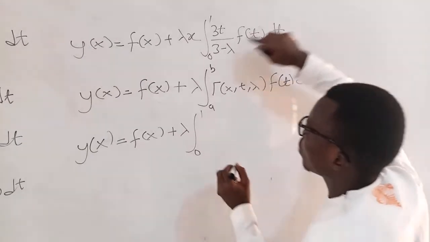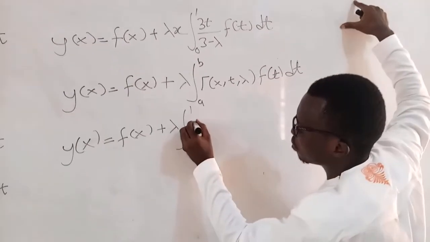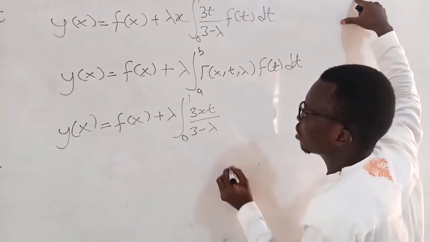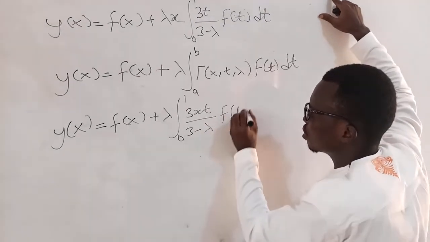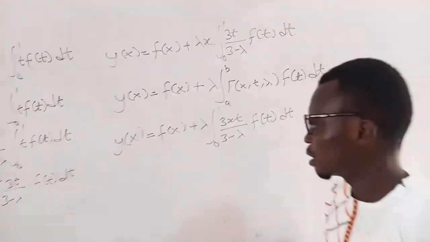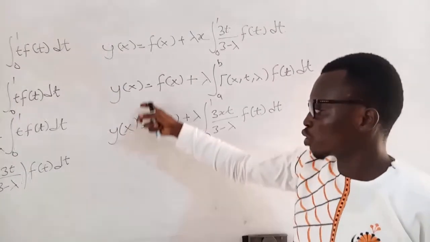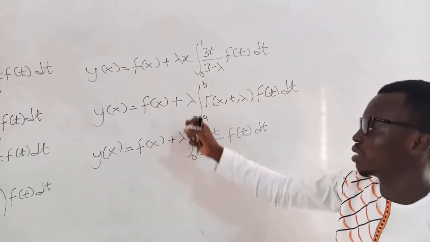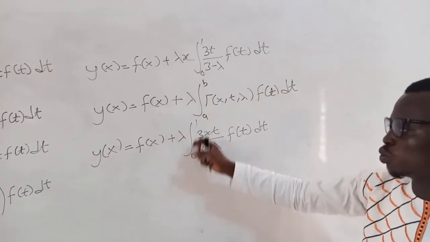So we are sending this s into the other integral sign, 3st divided by 3 minus lambda f of t dt. And can you see that these two equations correspond to each other? y of s, f of s, f of s. We have our lambda here, lambda here. The limits of t, a to b, we have 0 to 1.